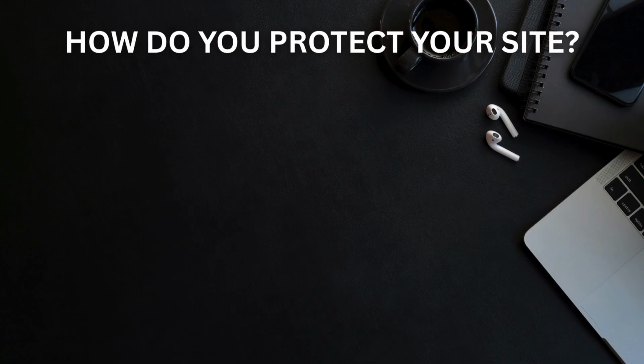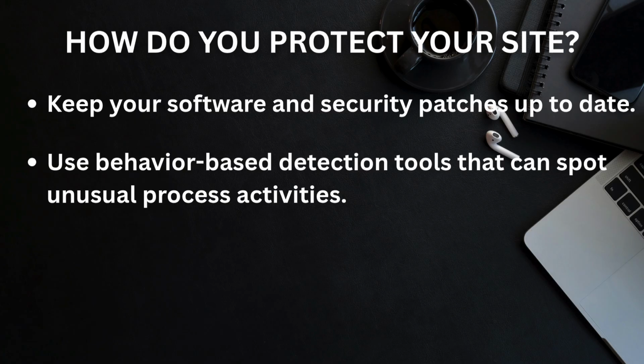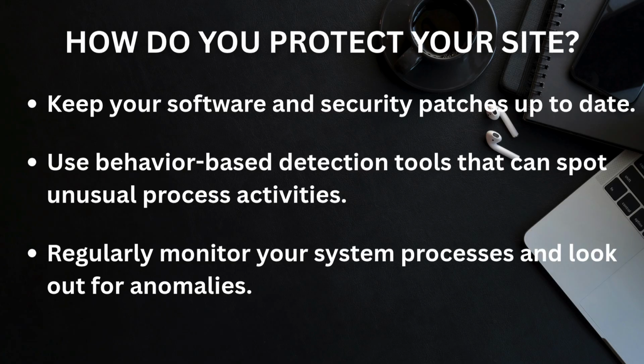Now, how do you protect your site? Here are 3 quick tips. Keep your software and security patches up to date. Use behavior-based detection tools that can spot unusual process activities. Regularly monitor your system processes and look out for anomalies.